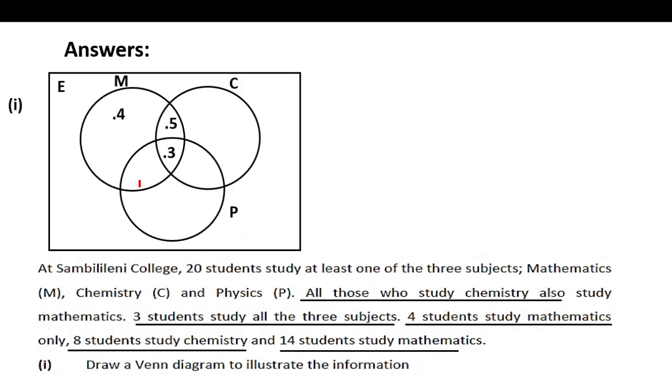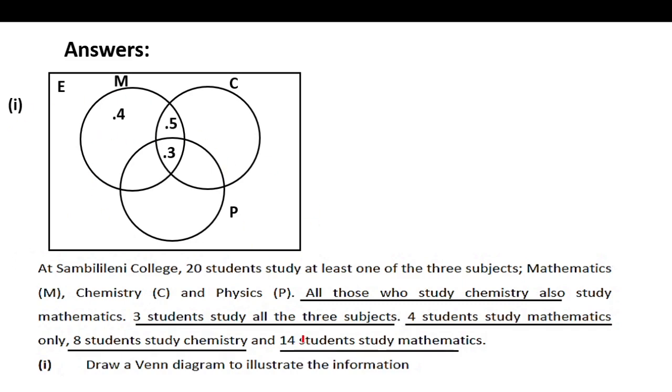So these 2 that are remaining are not mentioned to be part of chemistry here, or rather part of the universal set, because we are told that at Sambilireni College 20 students study at least one of the 3 subjects. Meaning, if at least these 20 students study one of these 3 subjects, there's none that doesn't study that will remain here.